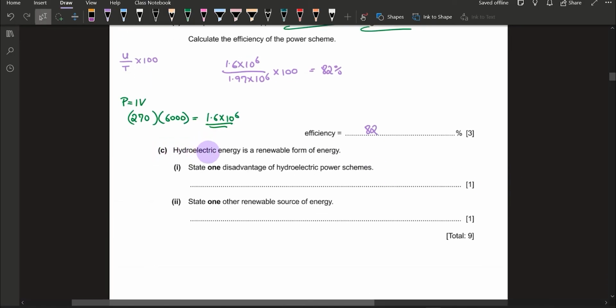Part C says hydroelectric energy is a renewable form of energy. The sub question says state one disadvantage of hydroelectric power scheme. So the disadvantage of using a dam is that if the dam breaks, there will be flood. So we can write our risk here. Risk of flood if the dam breaks.